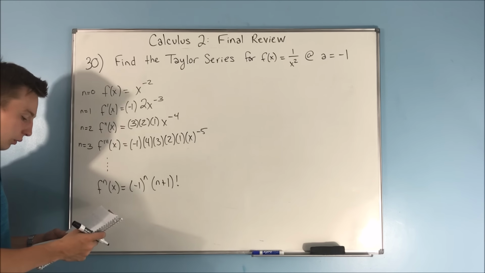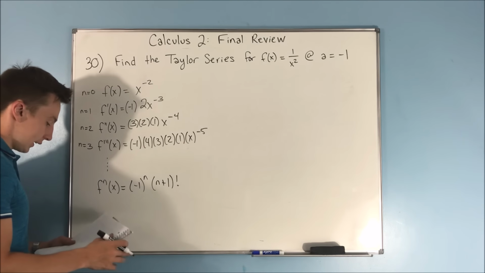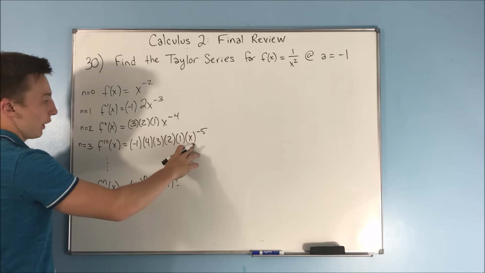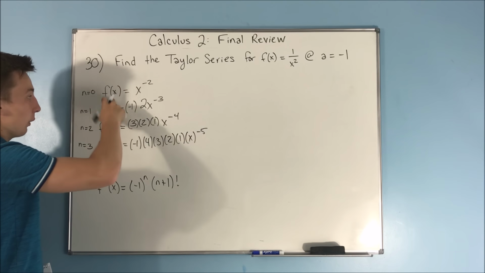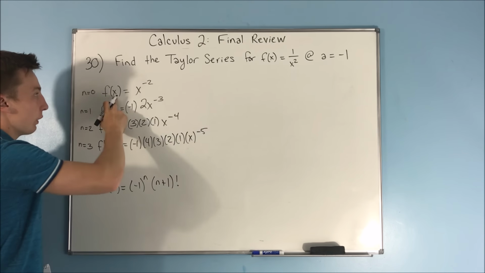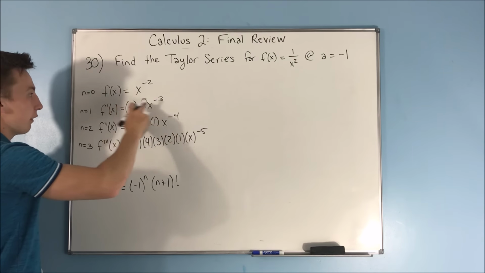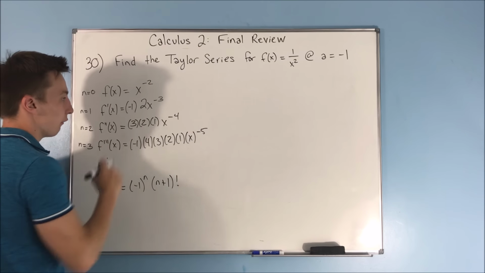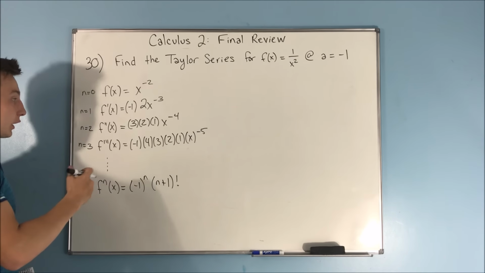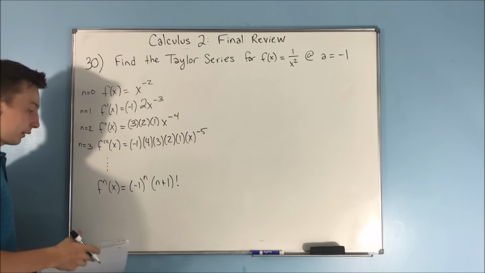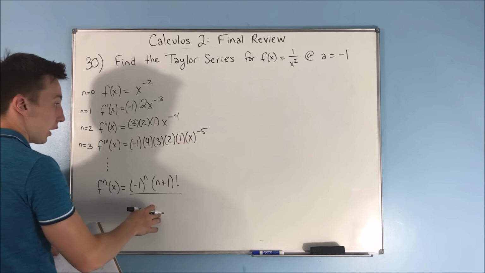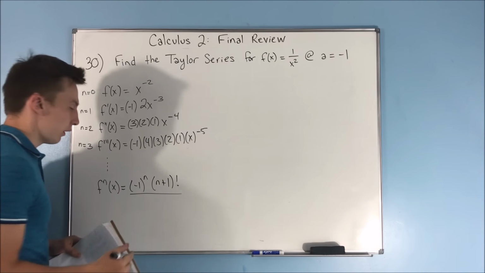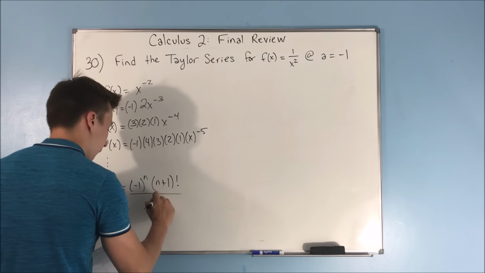So lastly we have our x to a power. Now for our 0 derivative, which is just f of x, we have negative 2. For our first derivative, negative 3. For our second derivative, negative 4. So it's always 2 greater, but in the negative direction. So how do we write this? We can just put it on the bottom and get rid of the negative, and write it as x to the n plus 2.